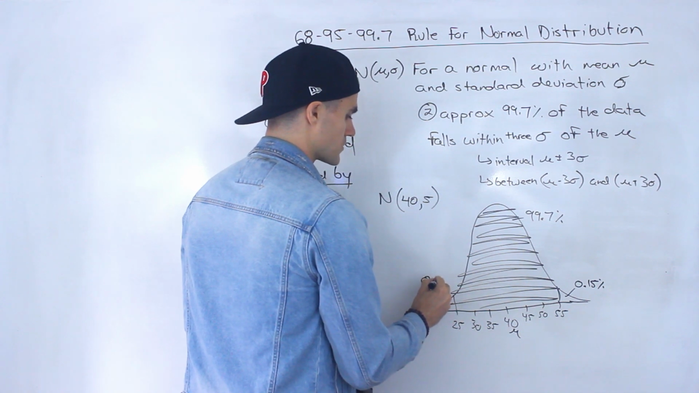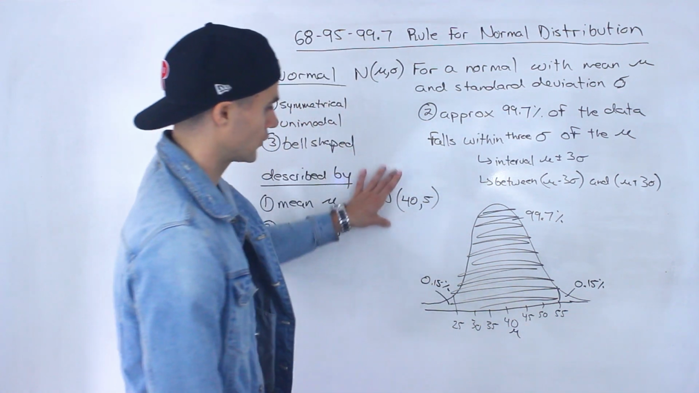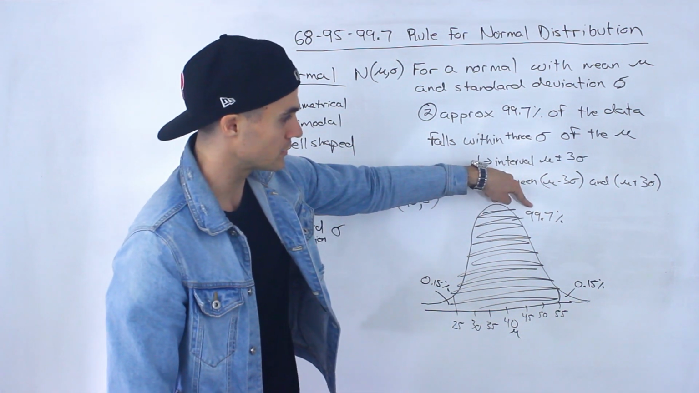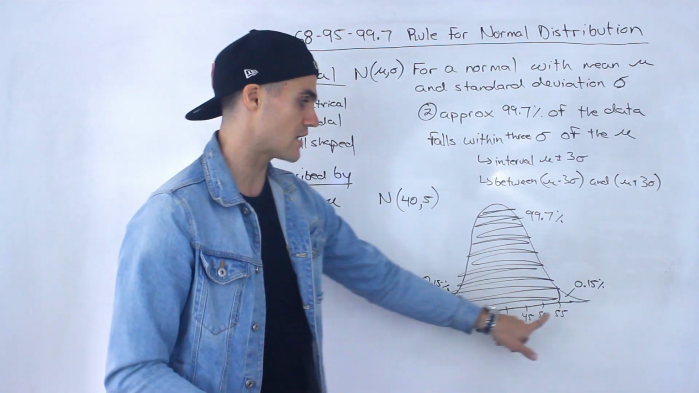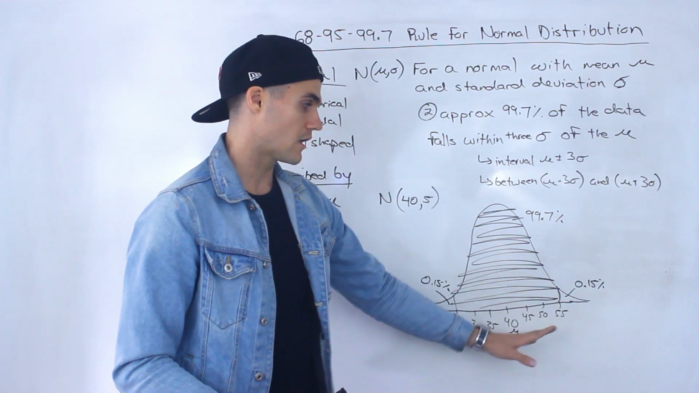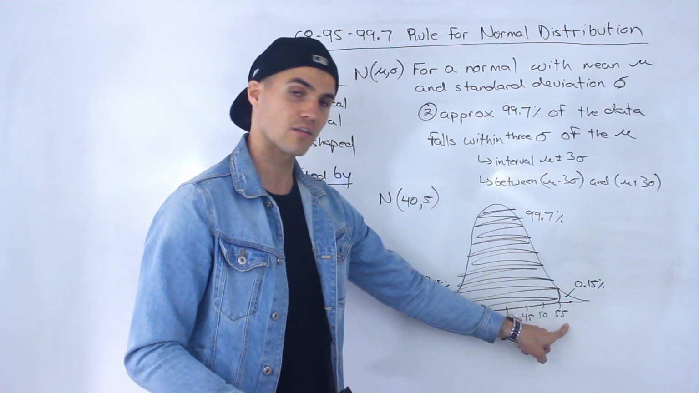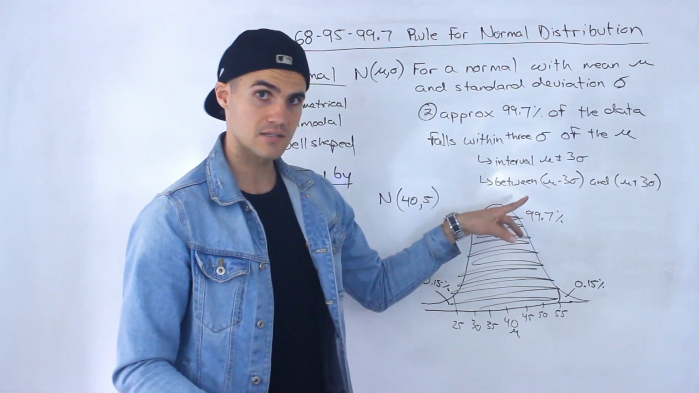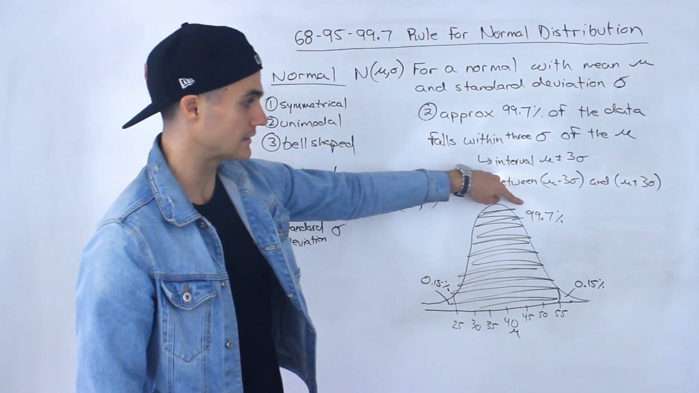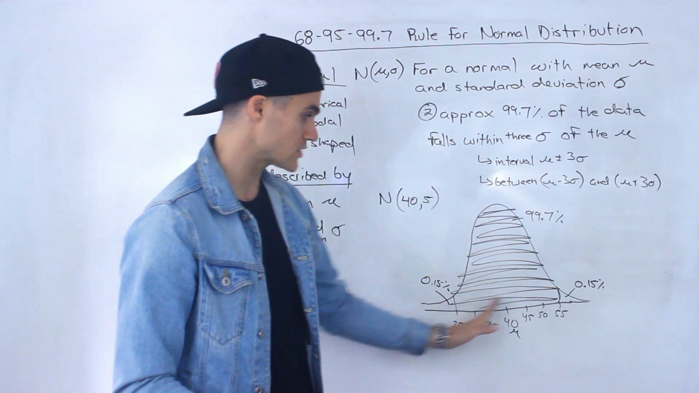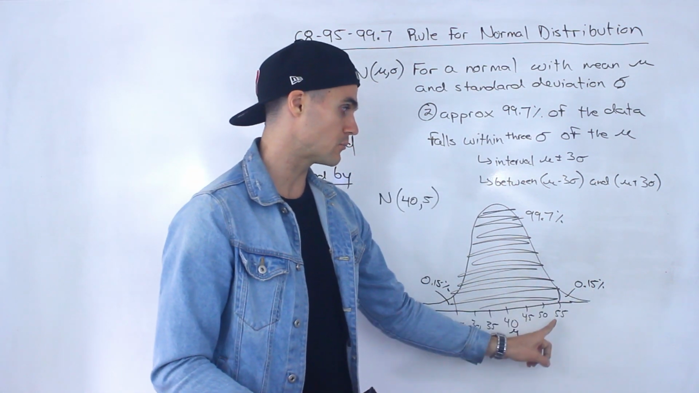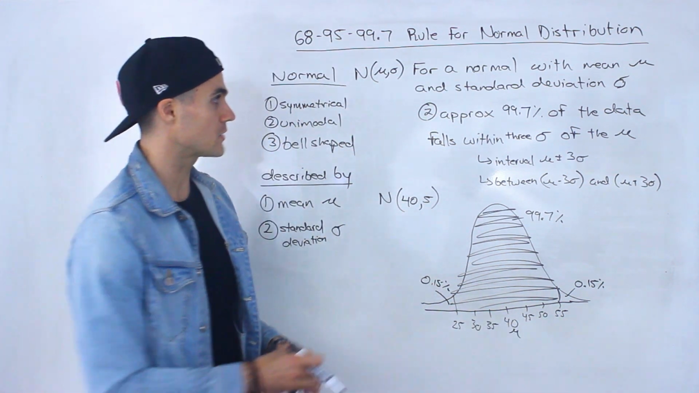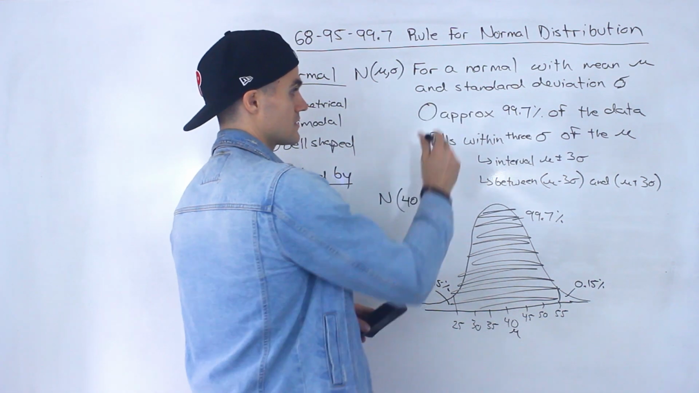This would be 0.15%. Right, so for a normal with a mean of 40, standard deviation of 5, approximately 99.7% of the data falls between 25 and 55, or 0.15% of the data is greater than 55, or 0.15% of the data is less than 25. We could add these as well, right? So approximately 99.85% of the data is greater than 25, or 99.85% of the data is less than 55. So again, different statements that we can make. Sorry, this is the third case here. Forgot to change that.